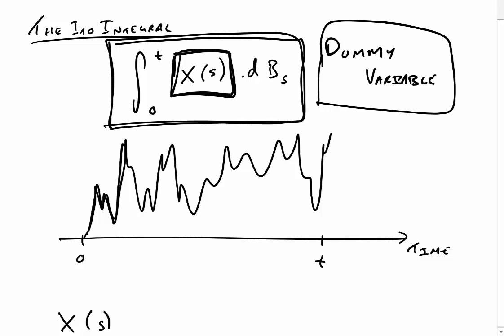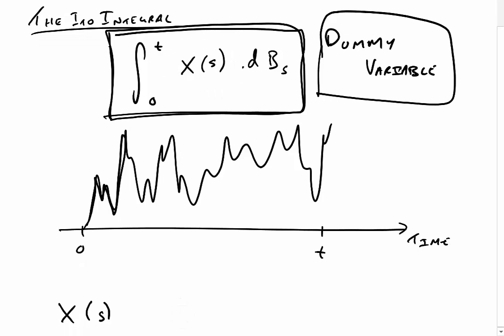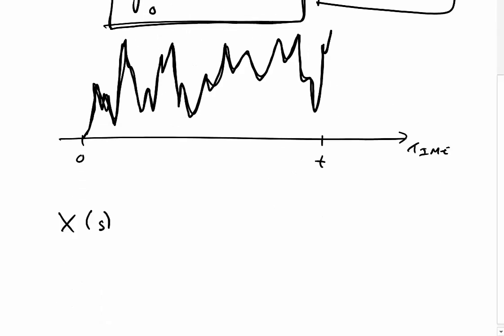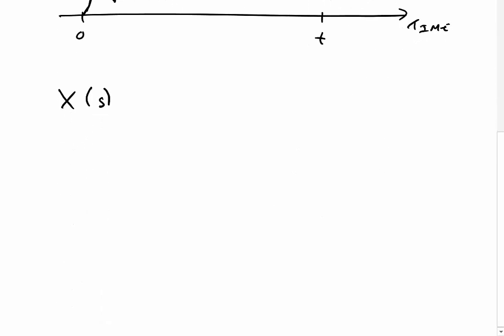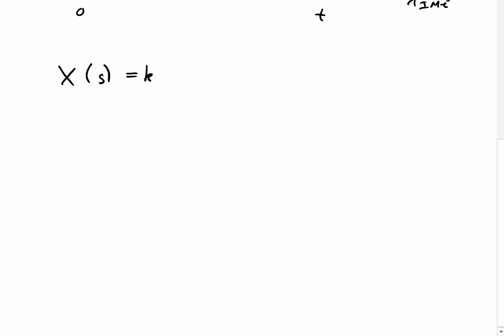It's a stochastic process. In other words, as I'm travelling along this curve, this Brownian motion, that is my stochastic process. The stochastic process is what is given by travelling along this curve. So what I'm going to do is take X_s to be some constant function. I'm going to take X_s to be k.